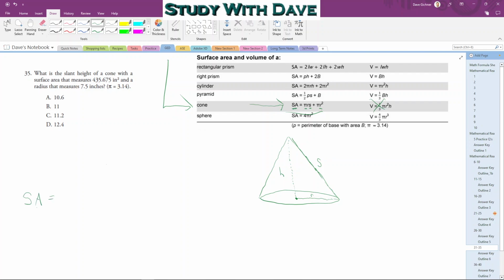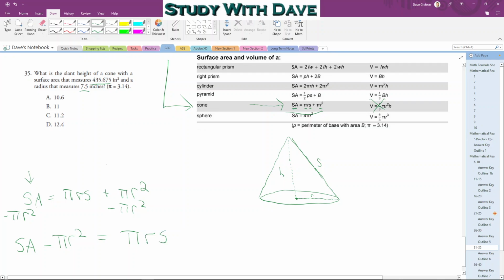So SA, which they've given us right there, equals pi rs plus pi r squared. And the reason I don't plug all of these values in yet is because we don't want to be writing out 435.675 for SA as we're trying to get S by itself. It's just too time consuming. So the first thing we're going to do is subtract pi r squared from both sides. So that'll give us SA minus pi r squared equals pi rs.